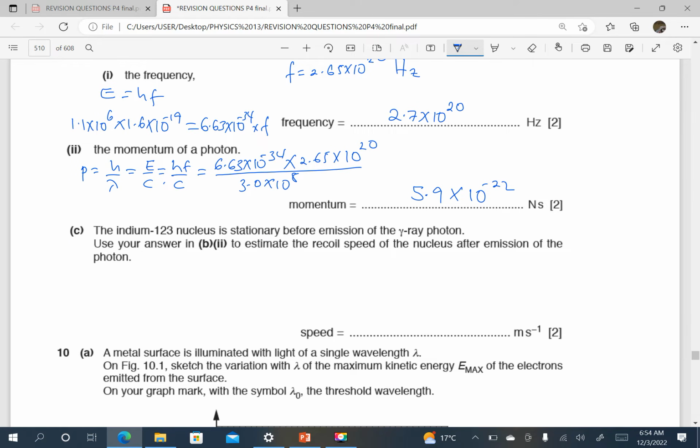You can check. The indium-123 nucleus is stationary before emission of the gamma photon. That means its initial momentum is 0. Use your answer in B to estimate the recoil. Recoil is like now movement in another direction.